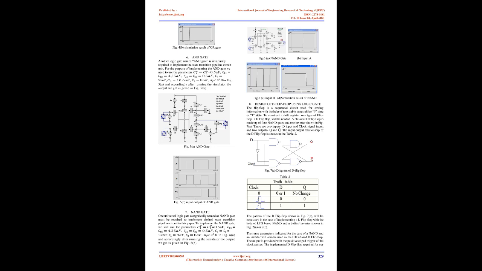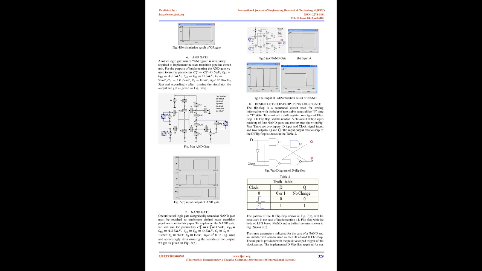5b. 7. NAND gate. One universal logic gate, the NAND gate, is required to implement the desired state transition pipeline circuit in this paper. To implement the NAND gate, we will use the parameters 1 equals 2 equals 0.5 AF, 4.25, 1 equals 2 equals 0.5, 3 equals 13.2, 9, 0 equals 8, 150 in Fig. 6a, and accordingly after running the simulator the output we get is given in Fig.